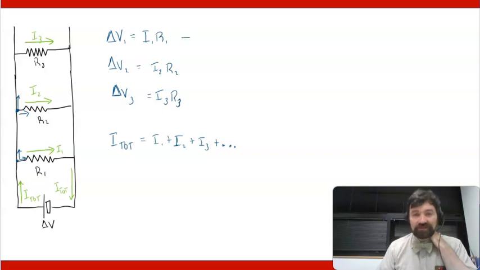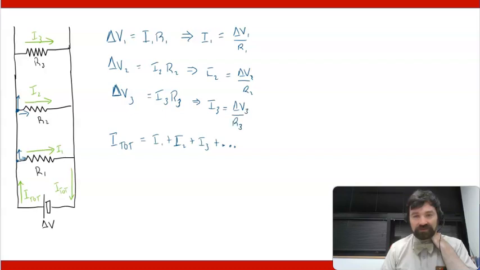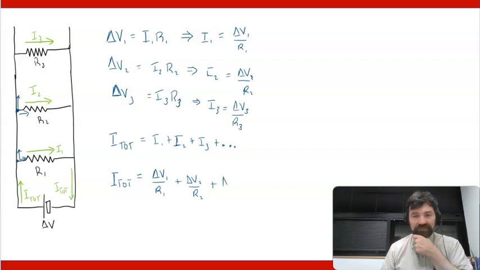Now, these equations in turn can be solved to say that I1 is delta V1 over R1, and I2 is delta V2 over R2, and I3 is delta V3 over R3, etc. Okay, so that means that my total current, I total, is equal to delta V1 over R1 plus delta V2 over R2 plus delta V3 over R3, and any additional terms I may have.